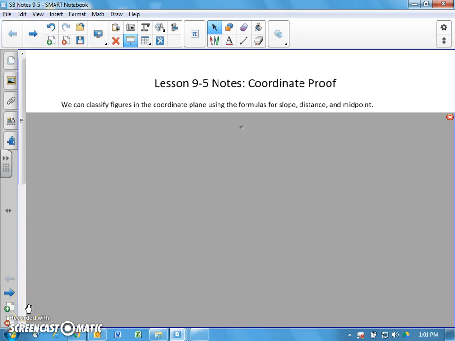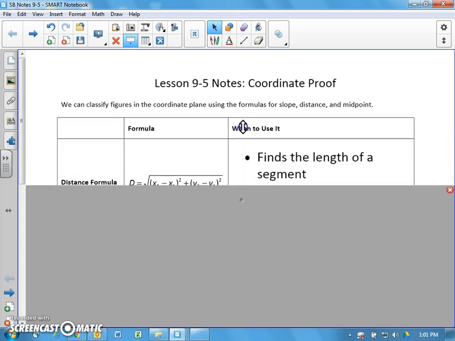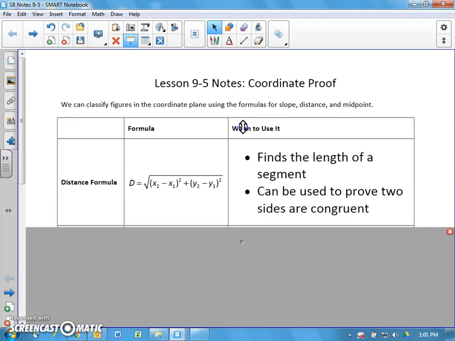Lesson 9.5, Coordinate Proof. We can classify figures in the coordinate plane using the formulas for slope, distance, and midpoint. So first let's talk about distance. If you remember, here's your distance formula. What this does is it finds the length of a segment. This can be very helpful to use to prove two sides to be congruent.